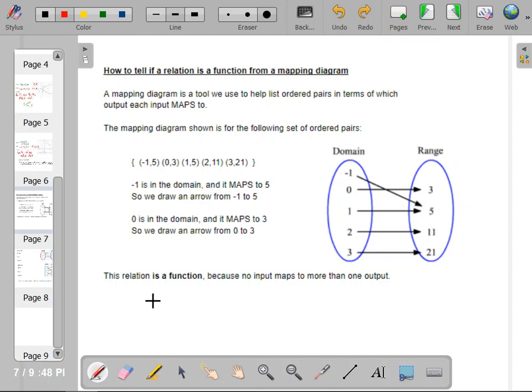Now it asks, is this a function? The answer is yes, this is a function, because no x has multiple outputs. -1 only goes to one spot. 0 only goes to one spot. 1 only goes to one spot. 2 only goes to one spot. 3 only goes to one spot. There are no repeat x's, so yes, this is a function because no input maps to more than one output.